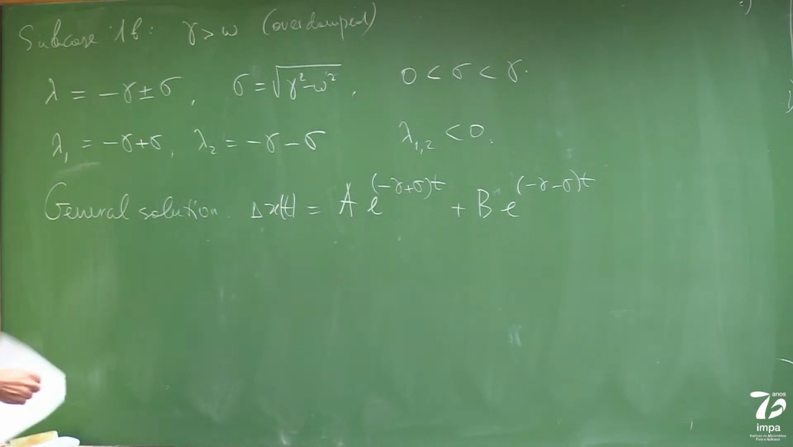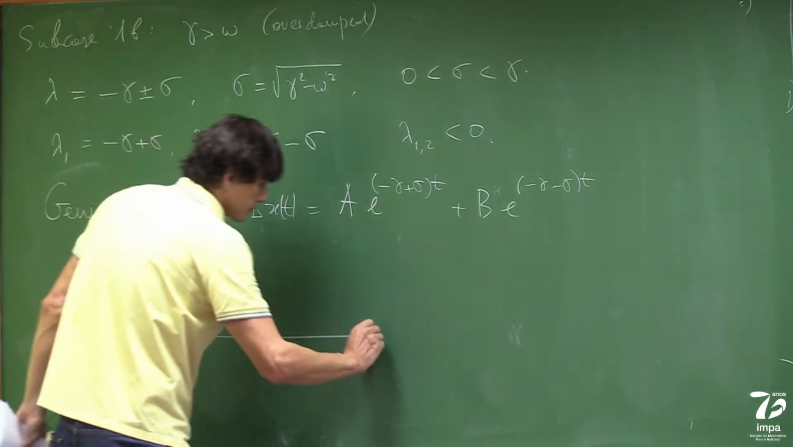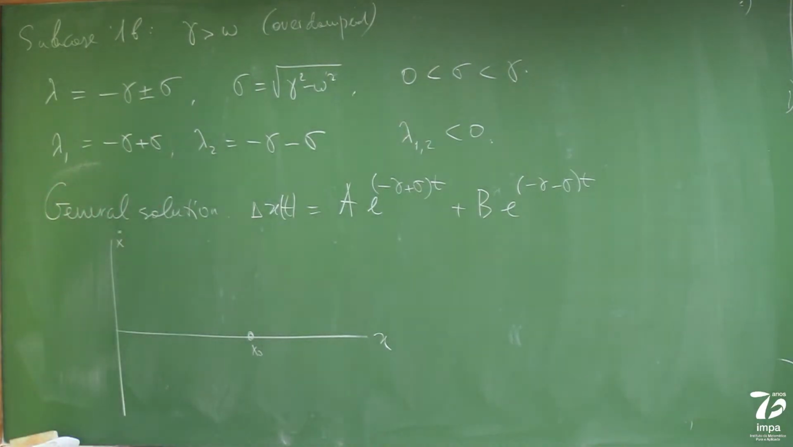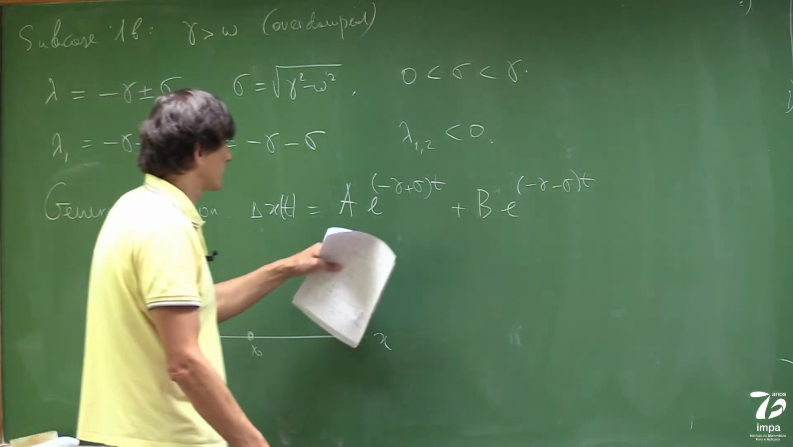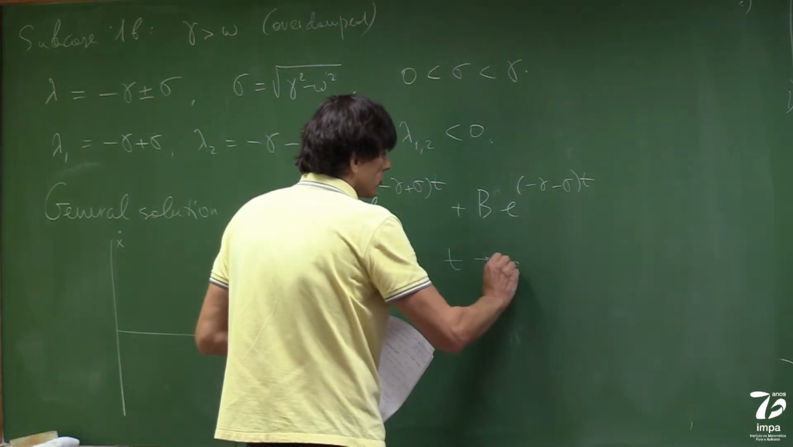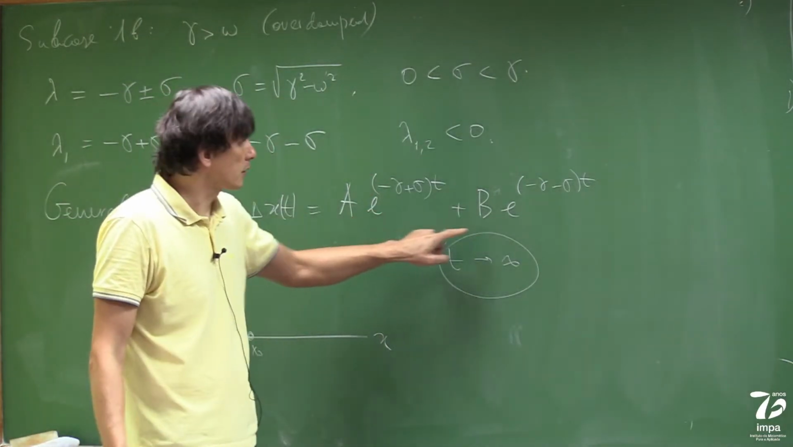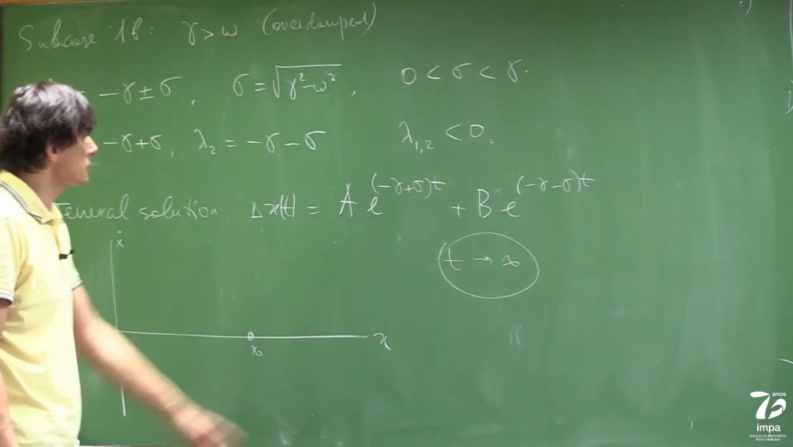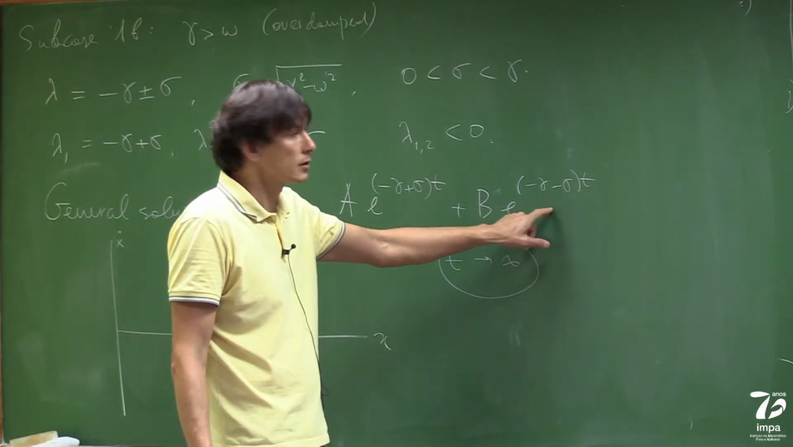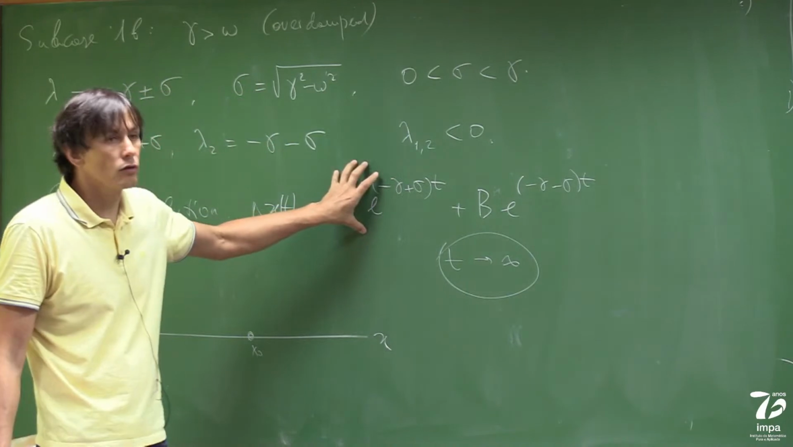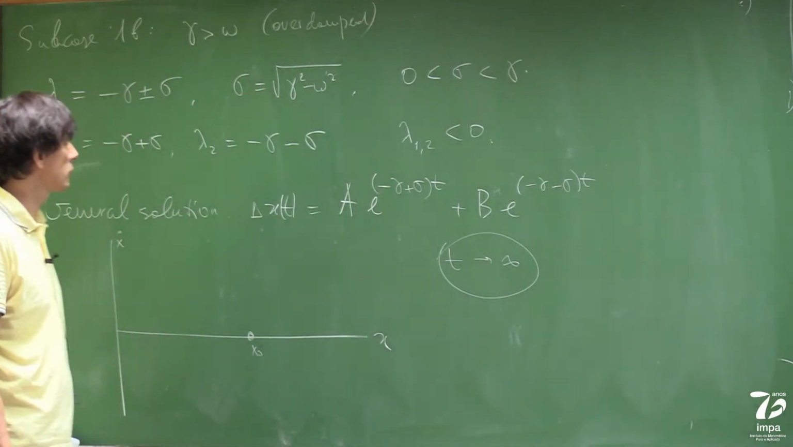But the behavior is different in this case. So when you take point x0, what do you see? You see that as time goes to infinity, both solutions go to 0, but they do not oscillate. And this goes faster. So at the end, you will have this piece dominating the whole solution.